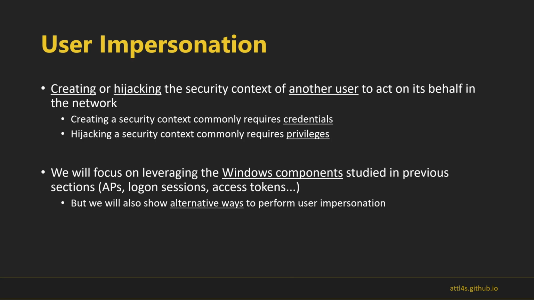We can either create a new security context belonging to that user or hijack an existing security context, okay? If we want to create a new security context, we commonly require credentials, whereas if we want to hijack an existing security context, we require privileges. We will be focusing on using all the Windows components we've been studying in the previous video, APs, logon sessions, and so on. But we will also show alternative ways to perform user impersonation without those components.